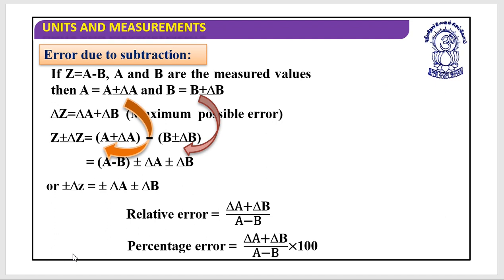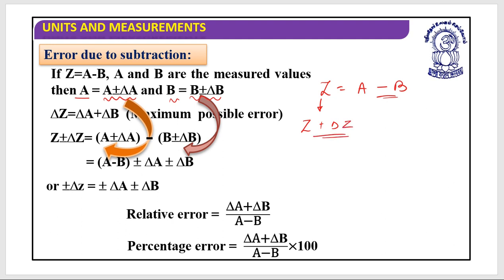Now let's move to the error due to subtraction. We will go through its questions in the very next slides. But before that, let's look at the error due to subtraction. We measure A, which gives me A plus minus delta A. We measure B, which gives me B plus minus delta B. Delta A is the error associated with A, delta B is the error associated with B, and I need to perform a subtraction, Z equals A minus B. So when I calculate Z, it must have Z plus minus delta Z.